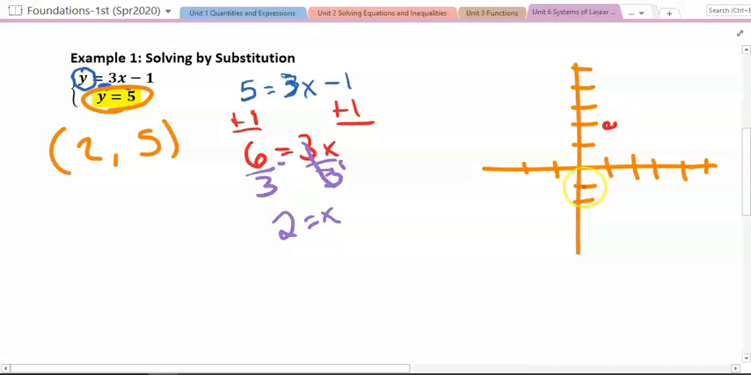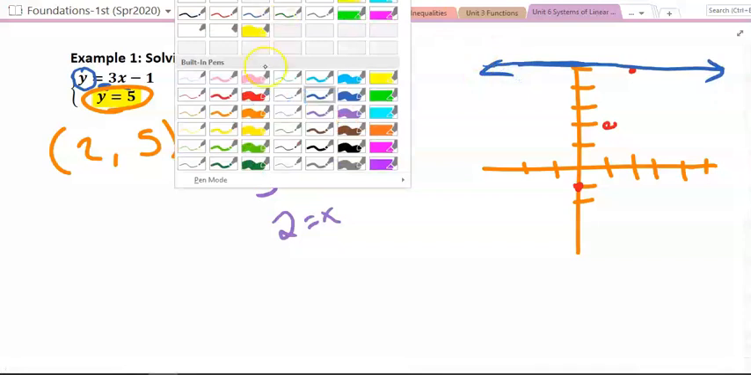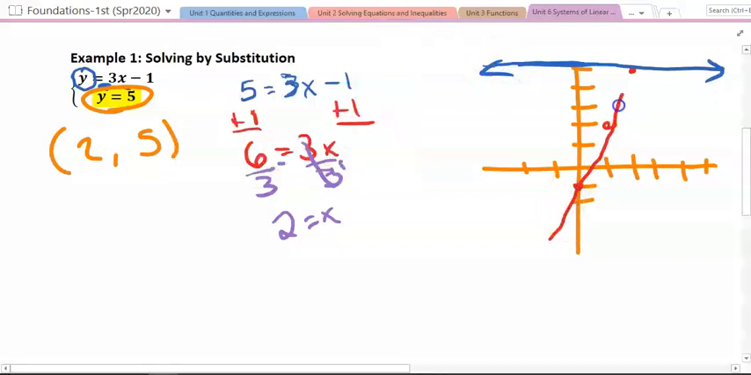Okay, so my y-intercept was down here. And then up 3, right 1. And if I go up 3, right 1 again, I end up here. And my other line is y equals 5. And so that's just at 5, I'm going to have a horizontal line going across like so. Draw a red line in. And we see that that ordered pair is at 2, 5. Okay? So that's it there.